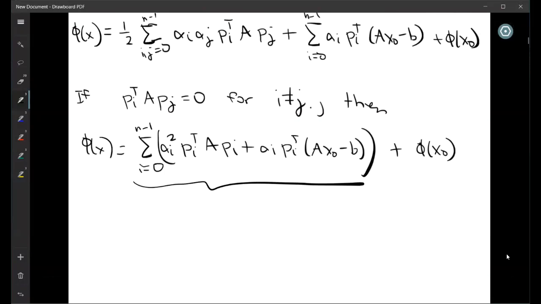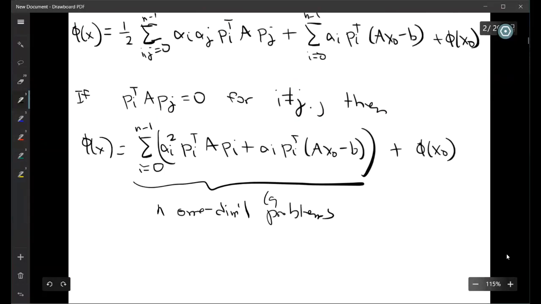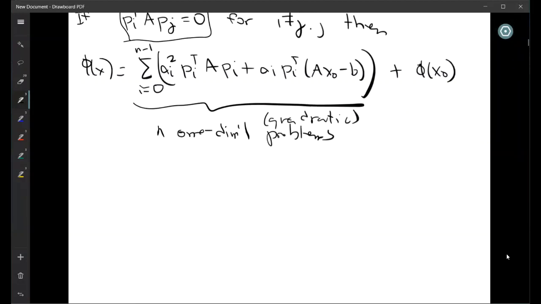So what happened now is this quadratic, with these assumptions on the vectors, is composed of n one-dimensional problems. In fact, they are quadratic. That's because of this one here. And this condition brings us to the following definition.